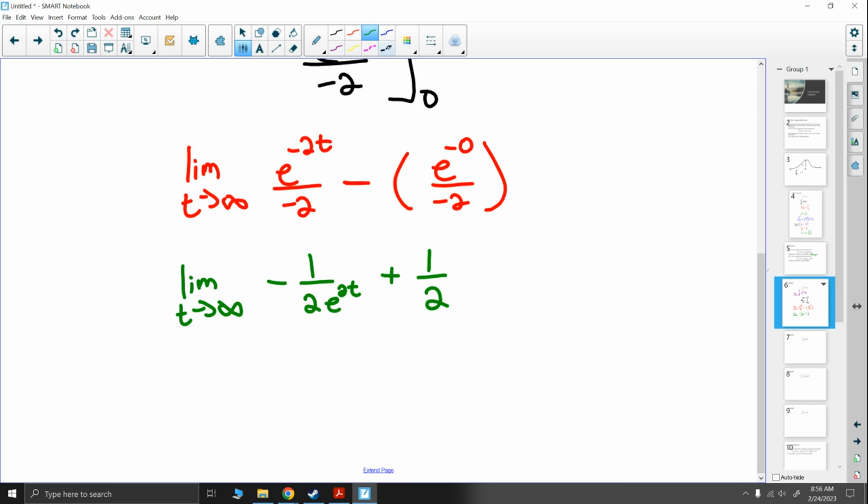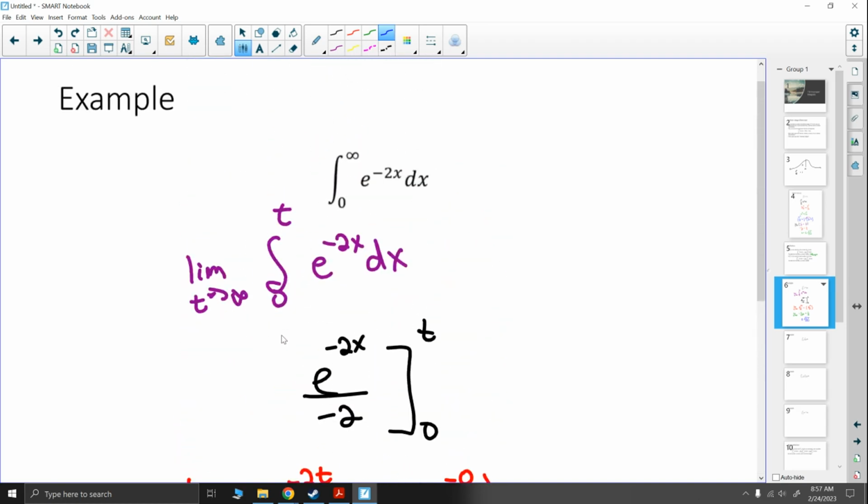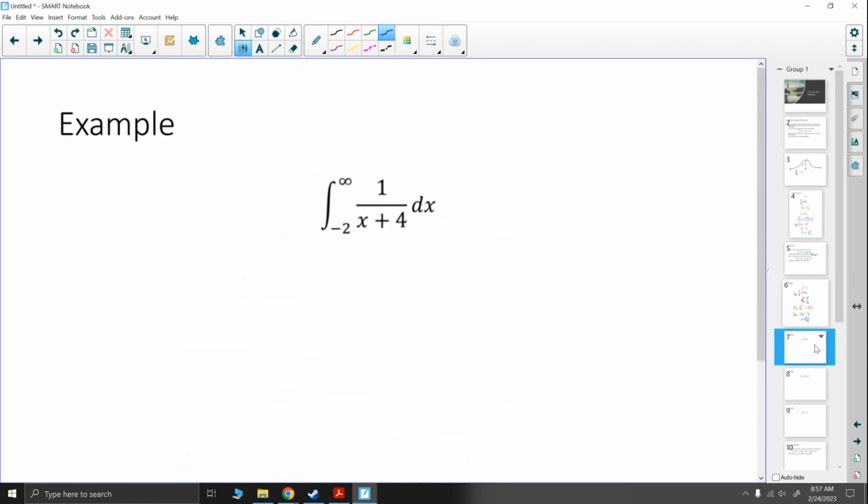Okay, so e to the 2t, if we plug in infinity here, that's going to be e to the infinity. E to the infinity is infinity. 2 times infinity is infinity. 1 over infinity is 0, plus 1/2. So that is our integral. It's 1/2. All right, let's do another one.